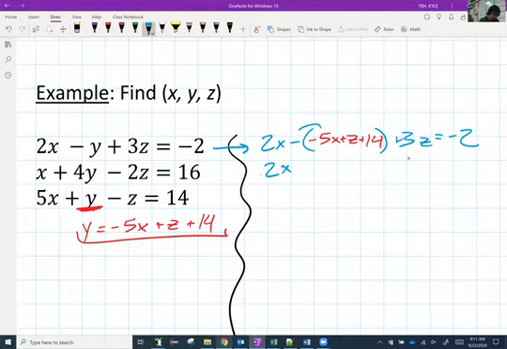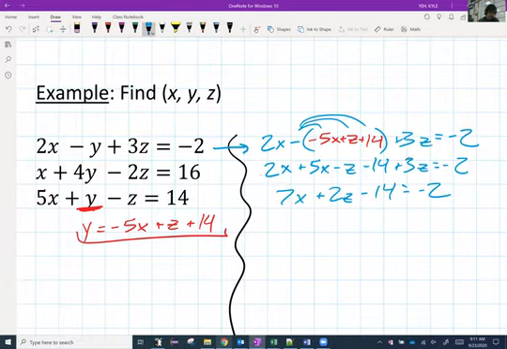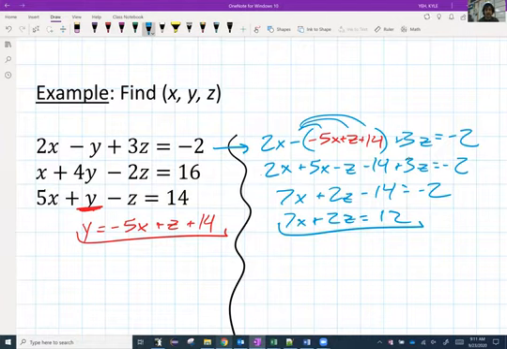2x plus 5x's minus z minus 14, but then plus the 3z's equals negative 2. So 7x, it looks like, plus 2z's if we combine the z's, minus 14 equals negative 2. And I like to just get it in standard form, looking like 7x plus 2z equals 12 when we combine those constants on the right-hand side.